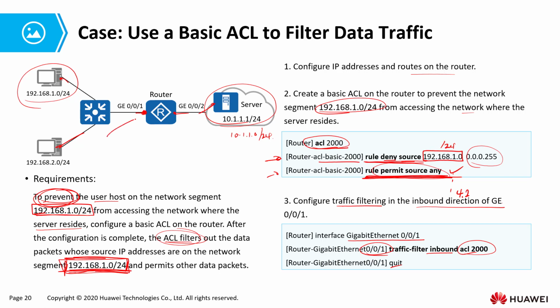As traffic comes in, the ACL will identify the traffic, whether it's from that network. If it's from that network, it will be blocked, excuse me. If it's from any other network, it's going to be permitted to the destination.